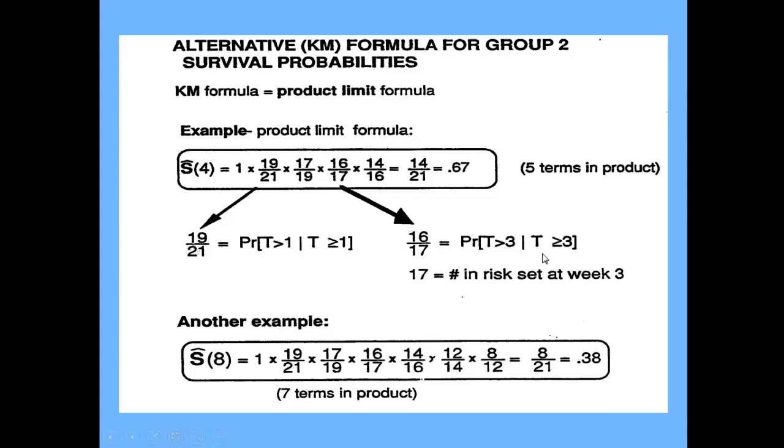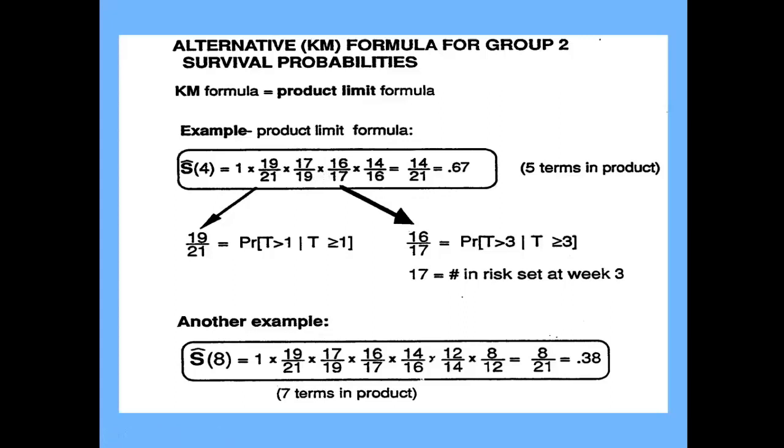The probability of surviving greater than 3 weeks, given that you've survived up to 3 weeks, is 16 over 17. If you put these in here and multiply them together, you would get this number, 0.67. This formula is sometimes referred to as the Kaplan-Meier formula, and it's called a product limit formula.